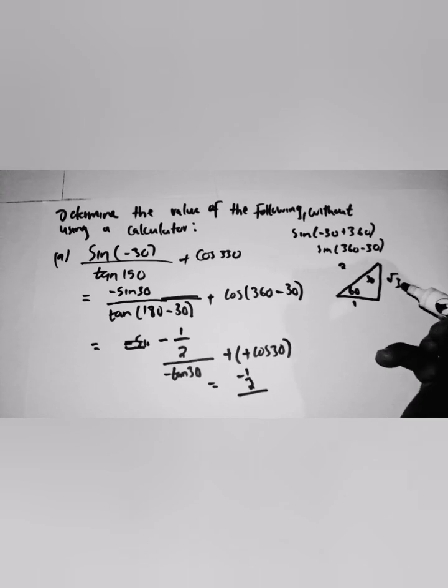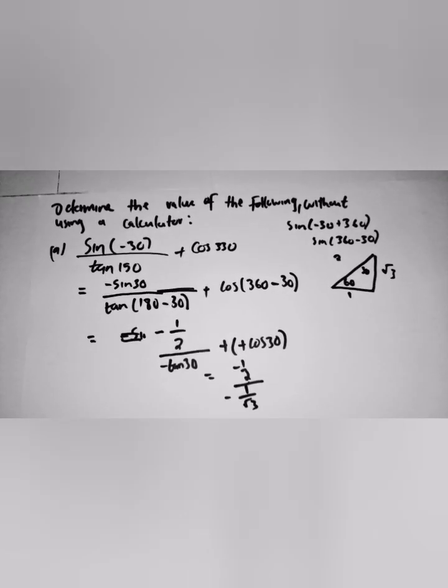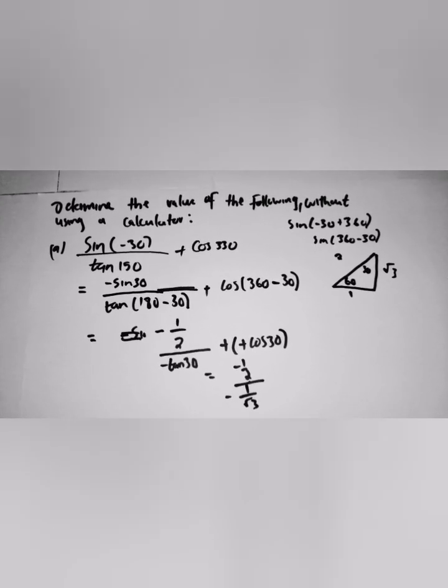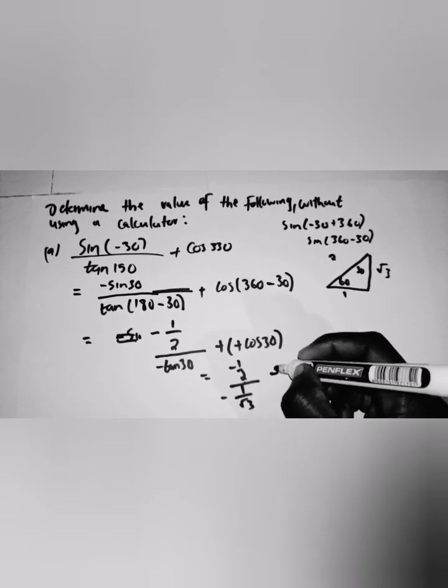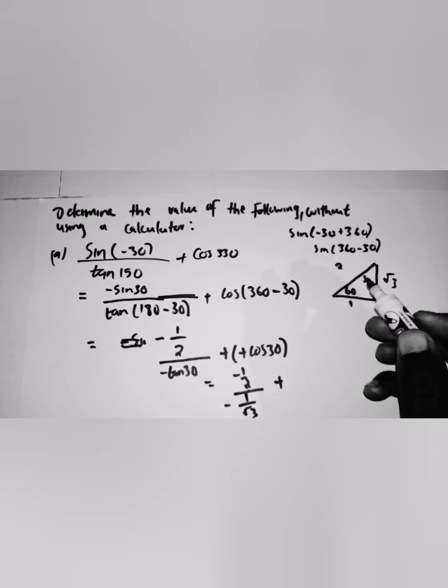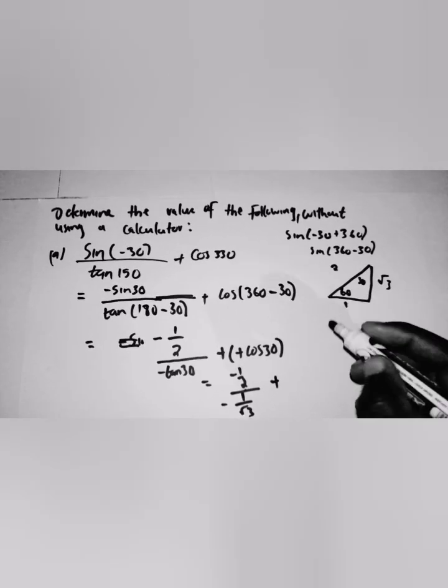Okay, now tan theta is 1 over root 3, but it must be negative. Then this times this is positive. You will see each of the brackets in the next example. Plus cos theta is root 3 over 2, because root 3 is our adjacent side. Root 3 over 2.